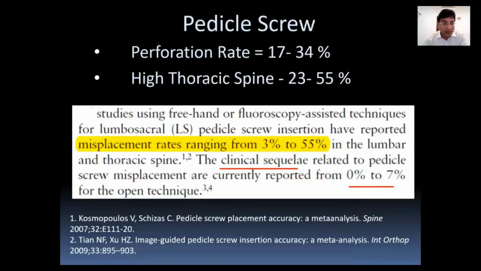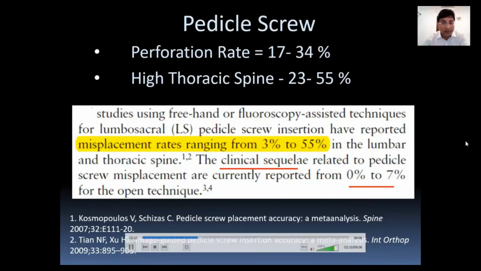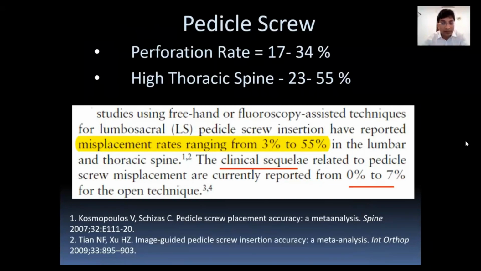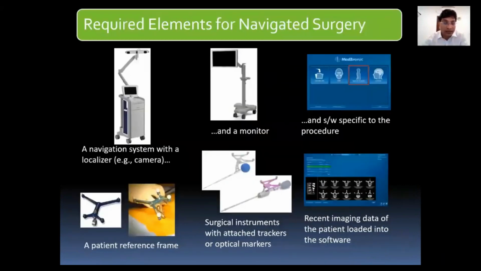Now, there is enough literature to show that the perforation rate in pedicle screws in the lumbar spine can range from 17 to 34%, whereas in the high thoracic spine from 23 to 55%. That's a very high incidence of perforation rate with a freehand technique. That's where the role of O-arm based navigation comes in, with accuracy of almost 99%.